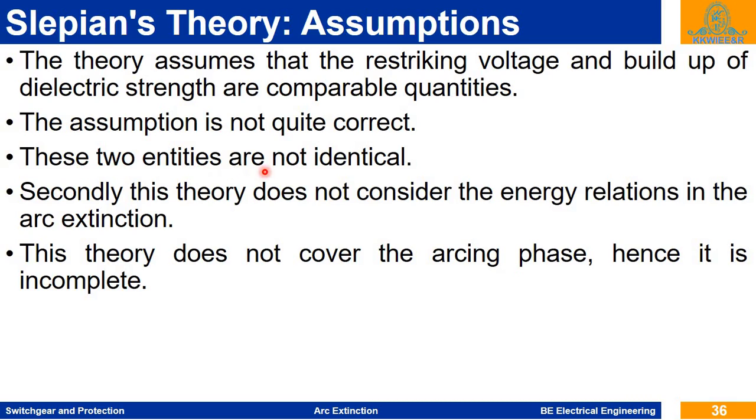These two entities are not identical. So these are the limitations. Secondly, this theory does not consider the energy relations in the arc extinction.